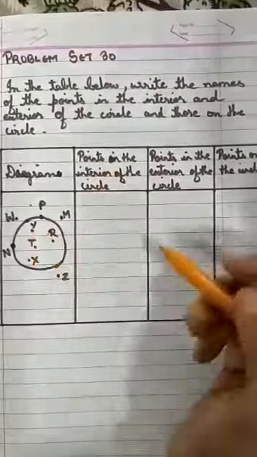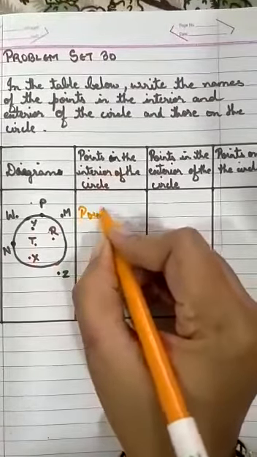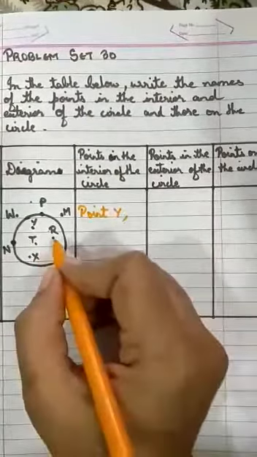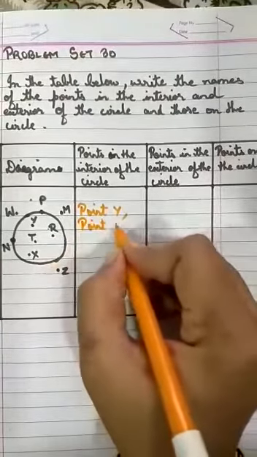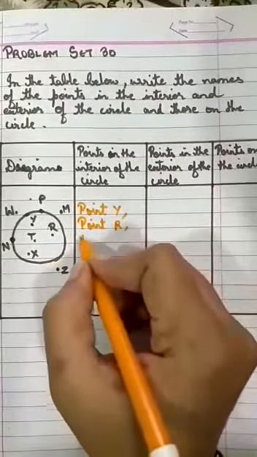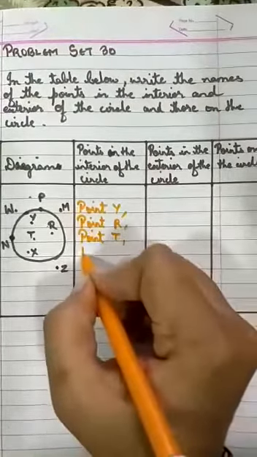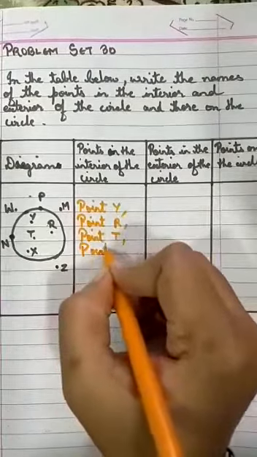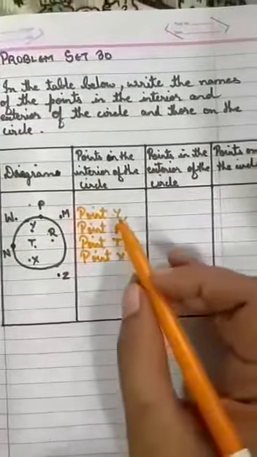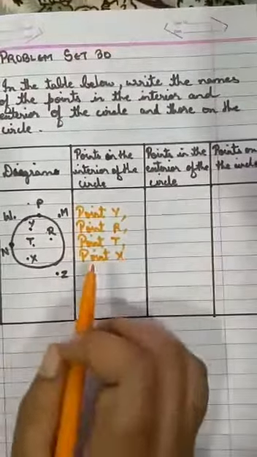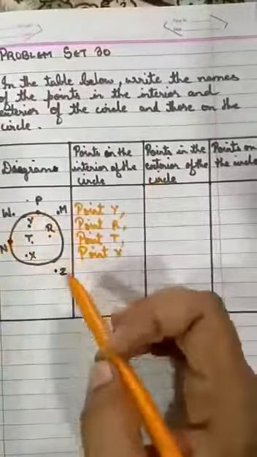So first point is Y. So we will write here point Y, then point R, point T and point X. Understood? So whenever we are going to write, we are not going to write directly Y, R, T, X. We have to write point. Understood? Next is exterior, means outside the circle.